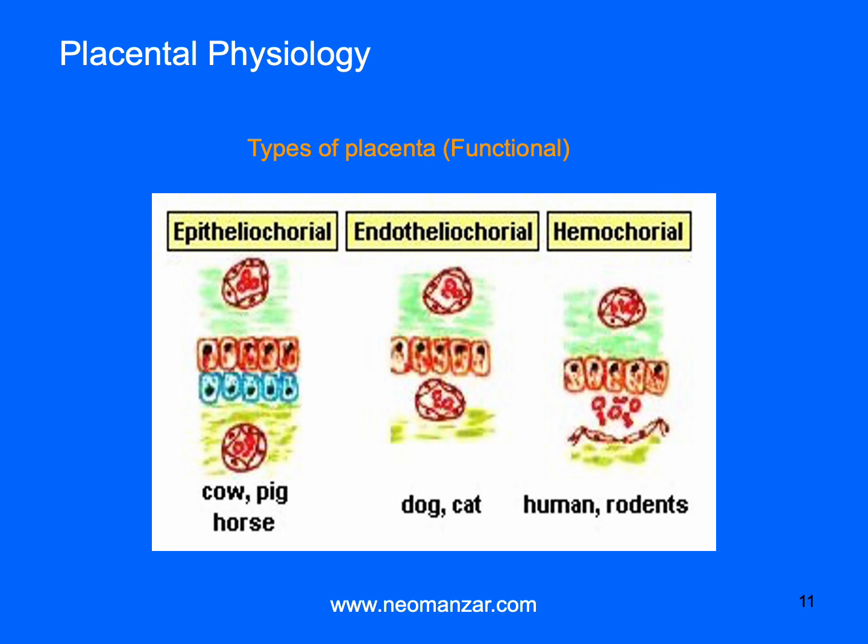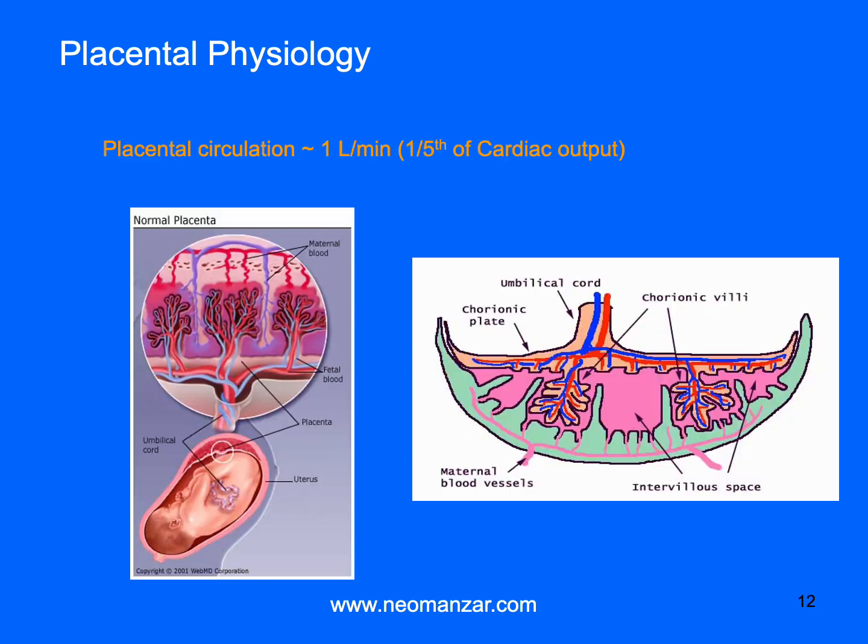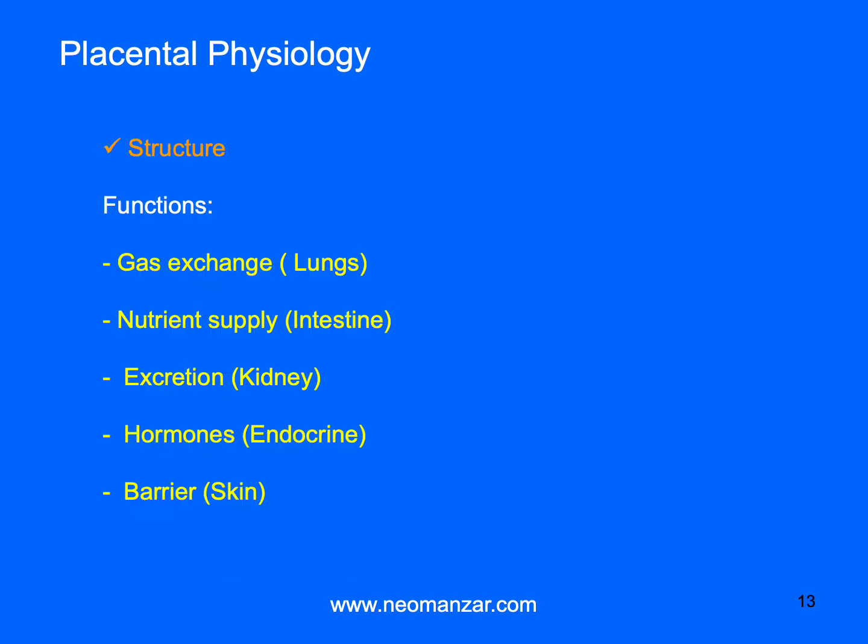What are the types in terms of function? In mammals, we have epitheliochorial, then endotheliochorial, and just remember that humans and rodents have hemochorial. Basically everything is mixed, as compared to the other mammals. So how much blood goes through? Almost one-fifth of the cardiac output of the mother goes through the placenta. Just remember that. And this slide shows how the diffusion happens.